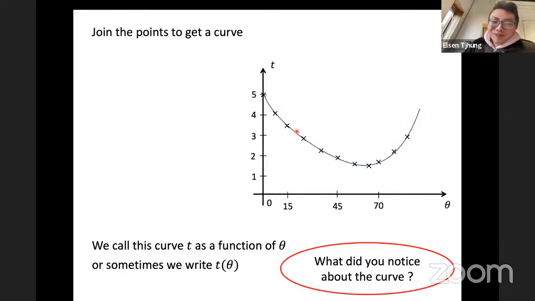Yeah. Right, so Elliot has said it has a minimal time around 65 degrees. Yeah, that's right. Thank you. That's correct. So there is a minimum time around the angle theta, maybe, I don't know, maybe 65. Yeah, around 60, 65. So this is the angle that we want to find. So this is the optimal angle that we want to find. So thank you very much, Elliot, for spotting this.